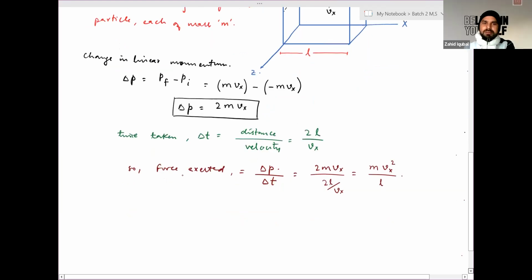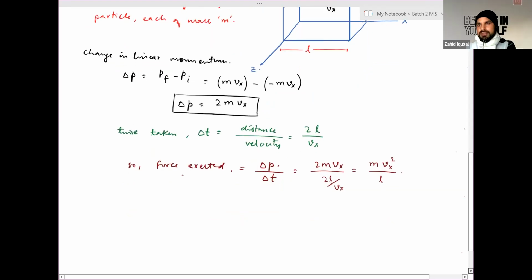But this is the force being exerted by a single particle. If you have to calculate the total amount of force exerted, you must multiply it by n. So for the whole, that is n particles, force will be equal to n times m into Vx squared divided by L.